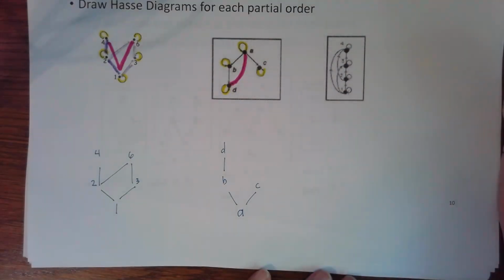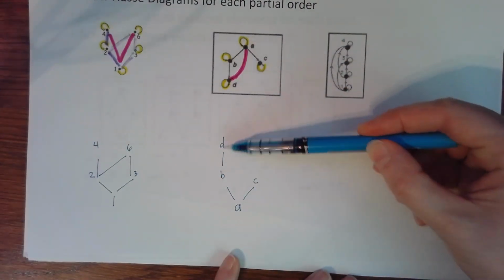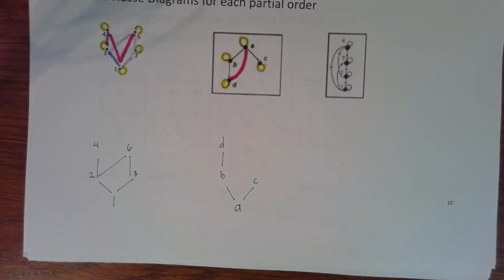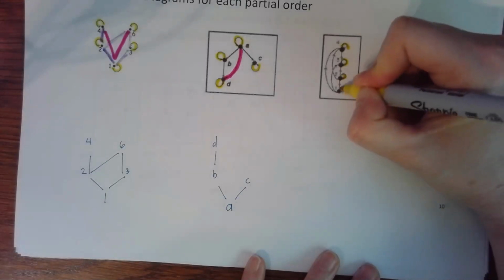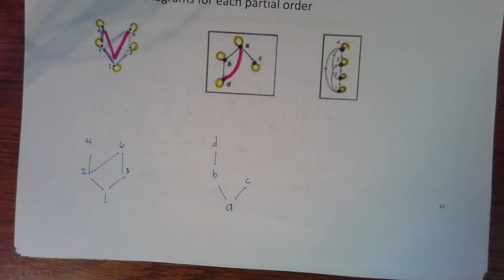Is A related to D? Well, yes, there's an upward path from A to D, so that relationship is captured in there. And then the last one here, we eliminate all the self loops. And then we eliminate all the transitive edges.